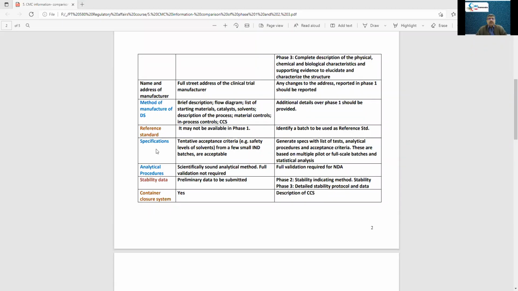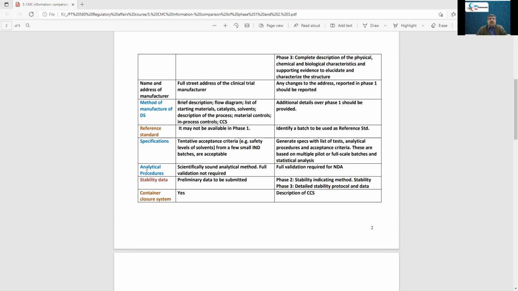The main difference in the specifications is that in the phase 1 IND, we are giving tentative acceptance criteria, while in the case of phase 2 and 3, the specifications are getting firmed up and we are expected to generate specifications with list of tests, analytical procedures and acceptance criteria. And these need to be based on multiple pilot or full-scale batches and with appropriate statistical analysis.